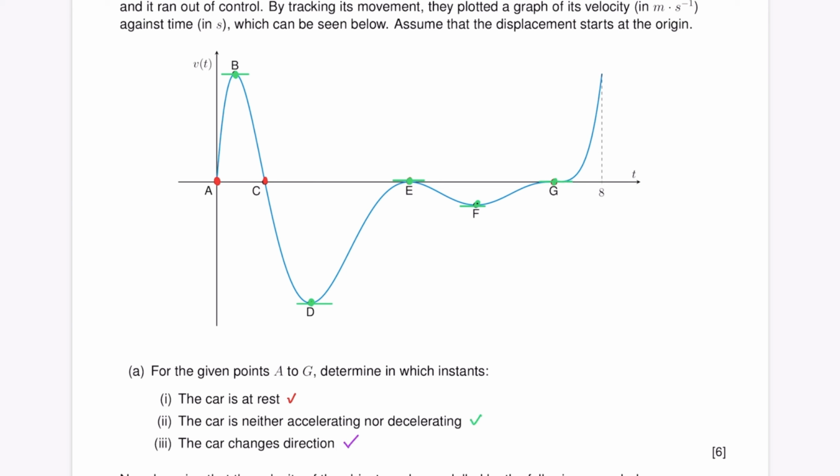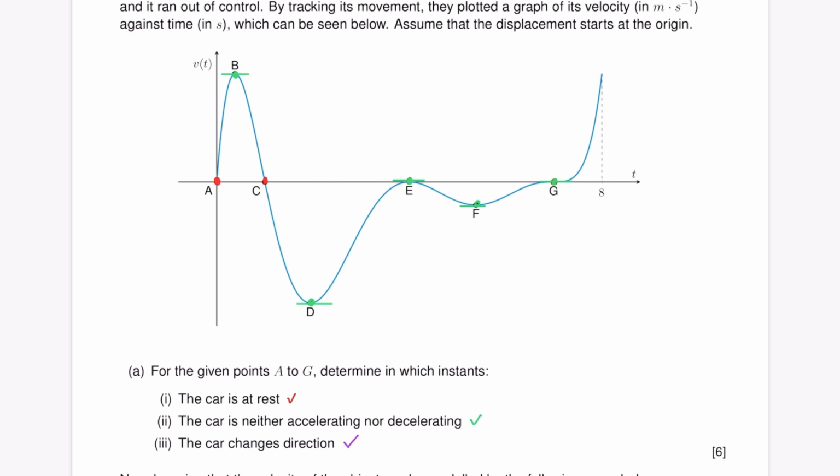Last question, the car changes direction. An object changes direction when its velocity goes from positive to negative or from negative to positive, which in this case is represented by points C and also G. Do notice that E is not a solution, because the velocity before E and after E are both negative. So this does not represent an instant where the car changes direction.